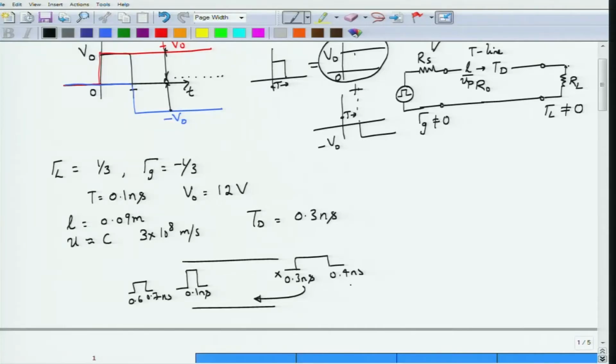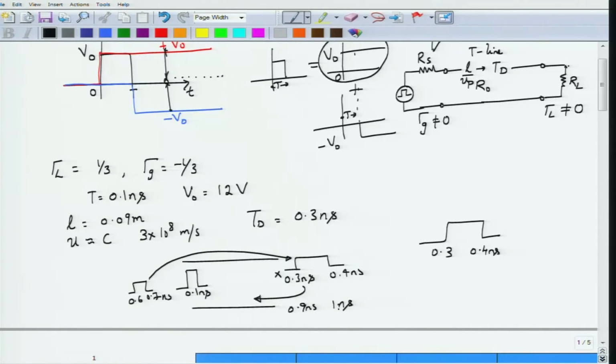Between that there is nothing coming in here, because the pulse has already completely come to the load side. So the load would get excited only from 0.3 to 0.4 nanosecond, and then it will wait for the next bit of reflected pulse to come through. The next bit of reflected pulse will come at 0.6 plus 0.3, which is 0.9 nanoseconds, and lasts until 1 nanosecond.